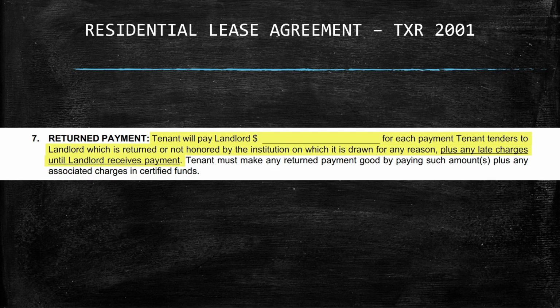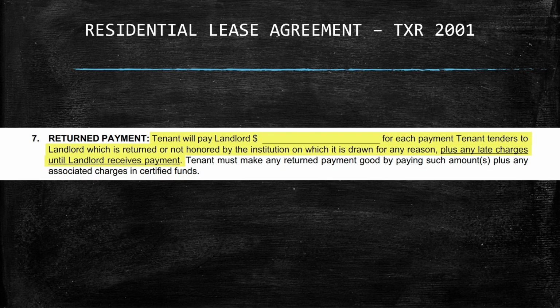So on a return payment, the tenant will pay the landlord some agreed amount of money for each payment that the tenant tenders to the landlord, which is returned or not honored for any reason by the institution on which it is drawn. That return payment fee is in addition to any late charges that accrue as a result of the returned payment. So let's say that the tenant gives a rent payment for whatever reason.